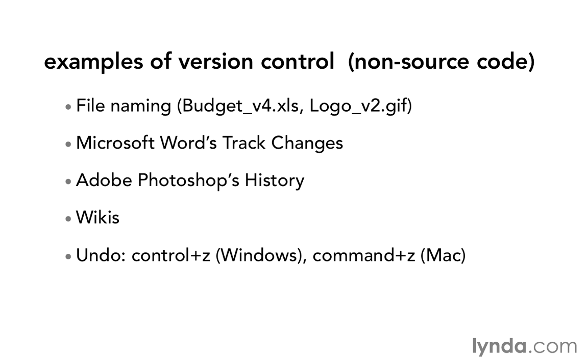Because ultimately, they're all doing the same thing. They're keeping track of different versions. They're allowing us to go forwards and backwards in time, to see different changes that have been made, and to even compare those changes between different versions. And that's what we'll be doing with Git. In the next movie, let's take a look at the history of some of the most important version control systems.